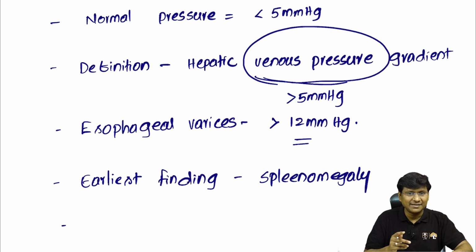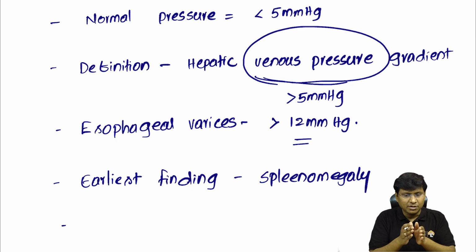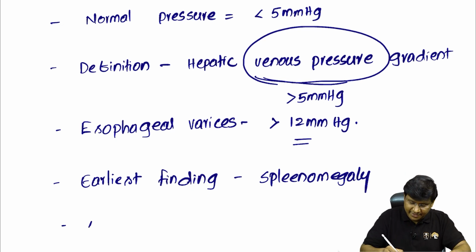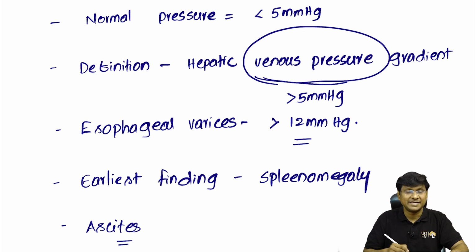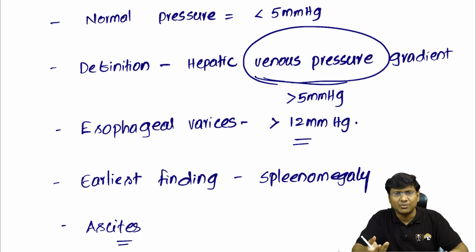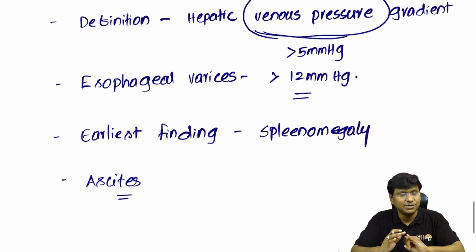Now, not only that, if the pressure within the portal vein increases, the fluid from the portal vein will enter into the peritoneal cavity and that will result in the development of ascites. That is another complication of portal hypertension. And how will you be able to demonstrate the ascites? That is by your puddle sign, shifting dullness, right? And as well as the fluid thrill, right?